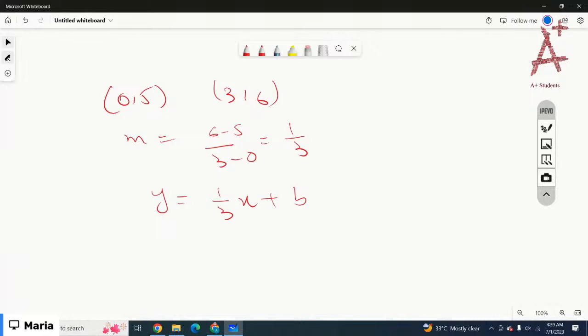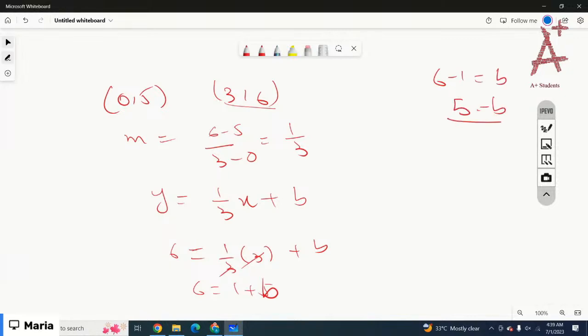You have to calculate b. You can use any point. I'm using this one. 6 equals 1 over 3 times 3 plus b. 1 over 3 times 3 is 1, so 6 equals 1 plus b. Move 1 to the other side, 6 minus 1 equals b. That means b equals 5. You have m and b, so it would be y equals 1 over 3 x plus 5. That is the equation of the line that passes through the points 0, 5 and 3, 6.